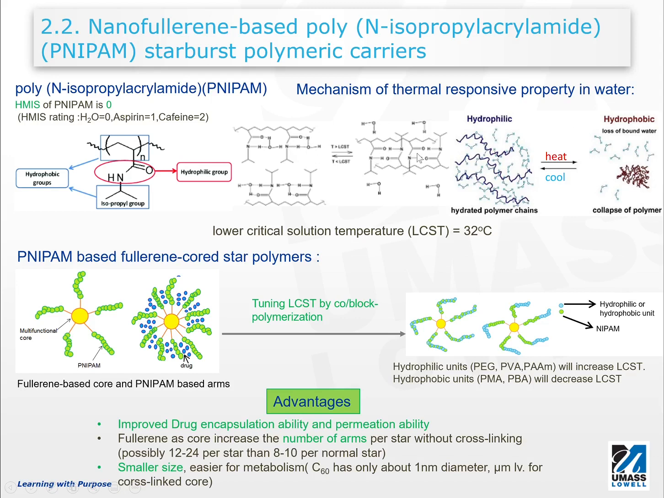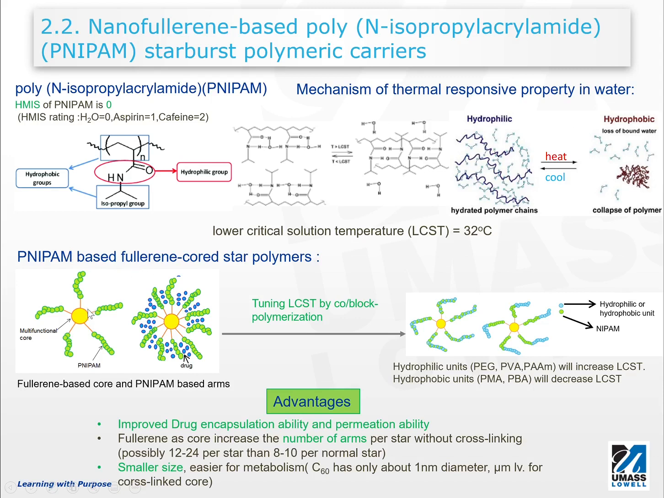All these amide groups will face towards each other to make their hydrophobic groups face out, repelling water from themselves. So what we observe in the solution is, when the temperature is below LCST, the water molecules are around the polymer chain, and the whole thing remains soluble in water. Once we heat it up, they shrink and precipitate from the solution, and they repel water out. Based on this interesting thermoresponsive property, we then developed a PNIPAM-based star polymer using fullerene as a core.